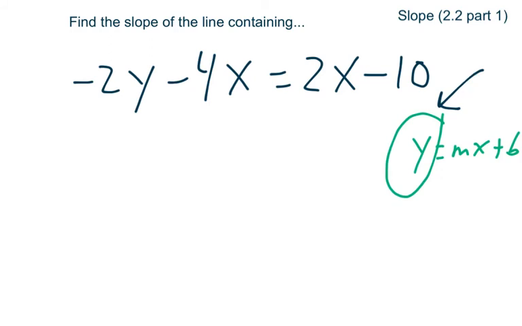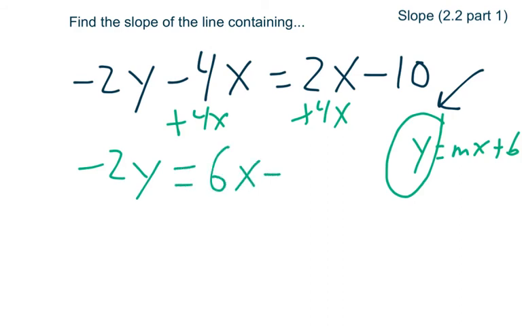So my first step, I'm going to add that 4x to the other side. So I want the y, negative 2y, alone. So I have negative 2y equals 2x plus 4x, 6x, and now minus 10. So that is my equation. I'm not quite there yet, but I'm getting close.